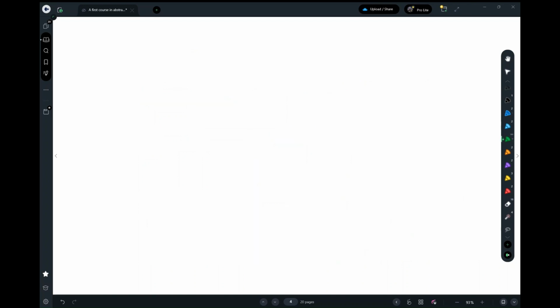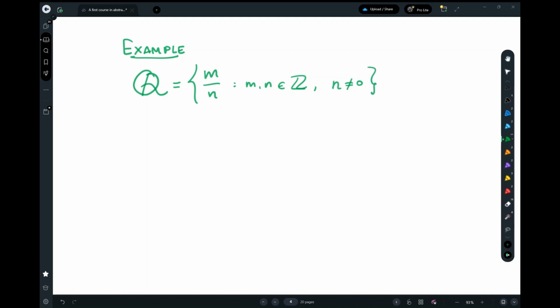For example, the rational numbers. The rational numbers, so quotients of integers m and n, such that n is non-zero, they satisfy G1 through G4 because the addition of the rational numbers is associative. There is an element 0, which is in here.